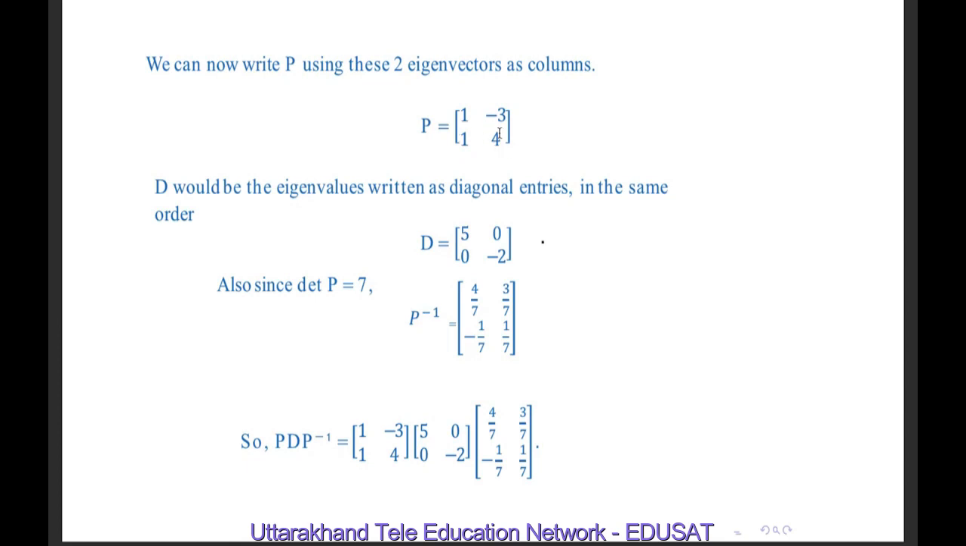The minor of 4 is minus 1 raised to power 2 plus 2 into 1. So after calculating the minor of each term, we will divide each term by 7 and take its transpose. So we will be left with 4 upon 7, 3 upon 7, minus 1 upon 7, 1 upon 7. So P is [1, minus 3; 1, 4], D is [5, 0; 0, minus 2], and P inverse is [4 upon 7, 3 upon 7; minus 1 upon 7, 1 upon 7]. Thank you.